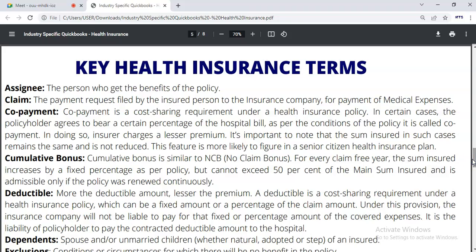All right. So going forward, now that we have a brief about what health insurance is about, let's quickly take a look at some of the key terms.